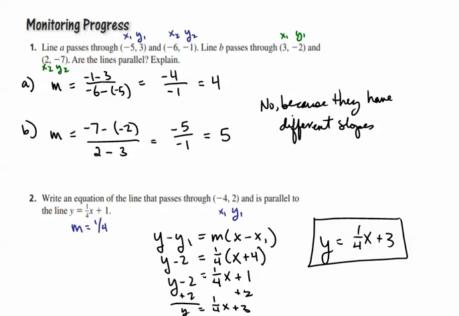Okay, so that's going to do it for the first set of problems, which have to do with identifying whether lines are parallel by looking at their slopes, or finding a new line that's parallel to another line by finding the slope of the original line and, given a point, using the point slope form to find the equation of a new line. So that'll do it for this video.